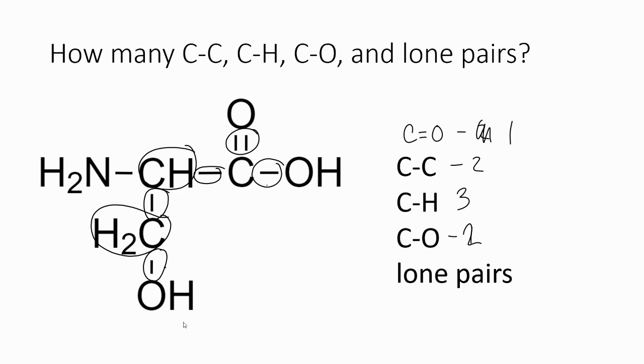You're close. It's close to 8. Wait, what? We're looking for how many lone pairs there are. They're not drawn, but they're still there. We still need to remember they're there. Yes, there's 7. Can you see the 7 lone pairs?